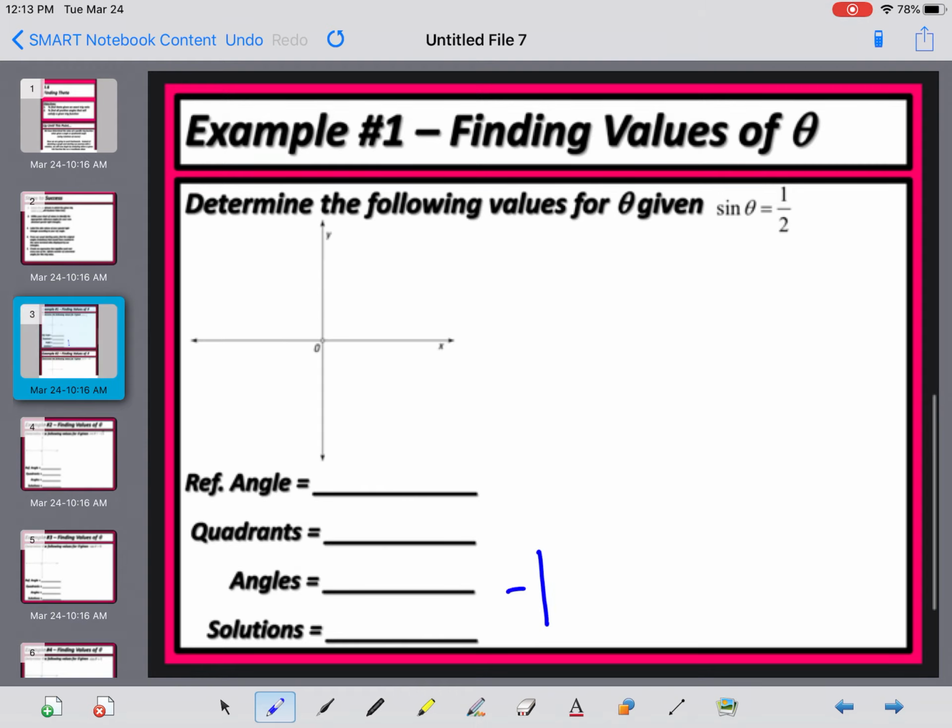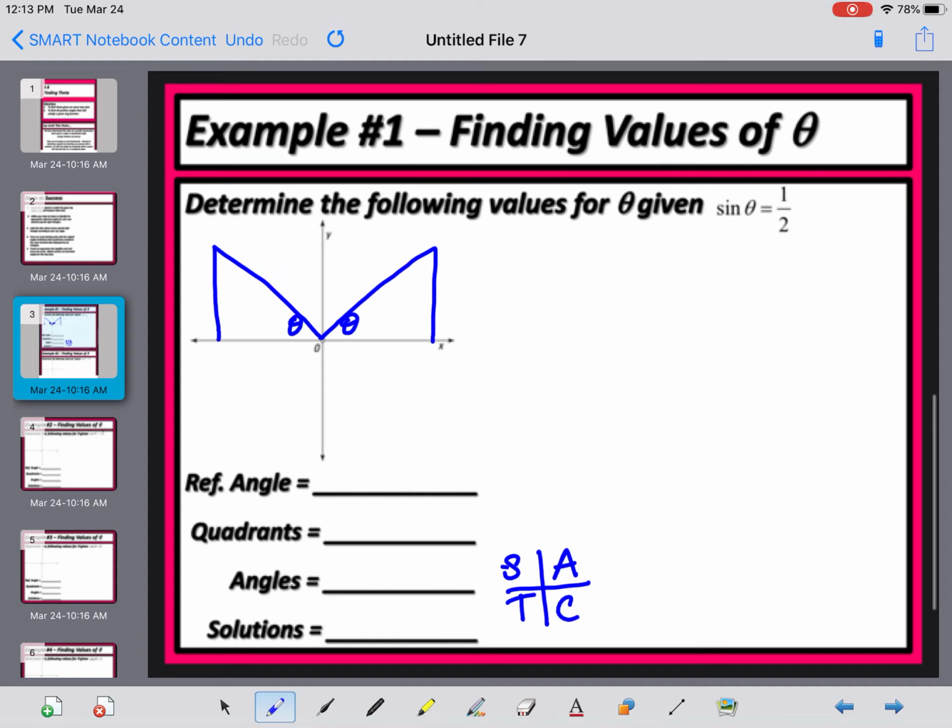So if I refer back to all students take calculus, this gives you the positive quadrants. So sine is positive in quadrants 1 and 2. So I'm going to put reference triangles in quadrants 1 and 2. So that's a possible theta, and this is a possible theta.